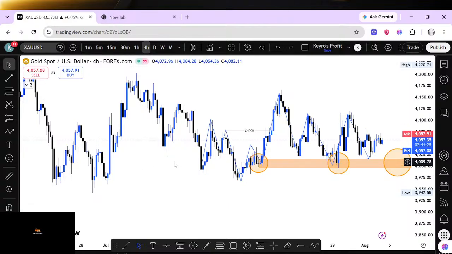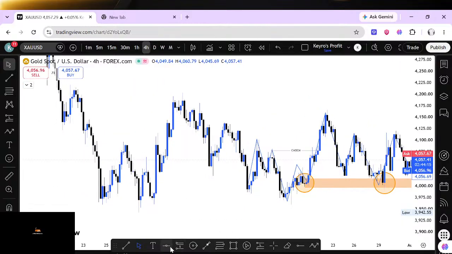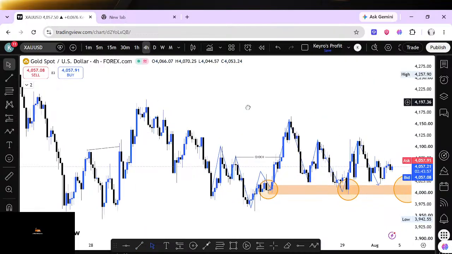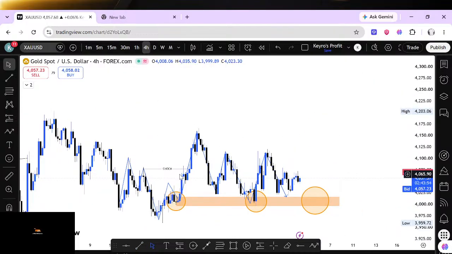Let's see. Yeah, it happened a lot. It happened really a lot. Like here, the change of character here. No, it happened a lot. All right. I think you can now be able to identify the change of character in these zones. All right.